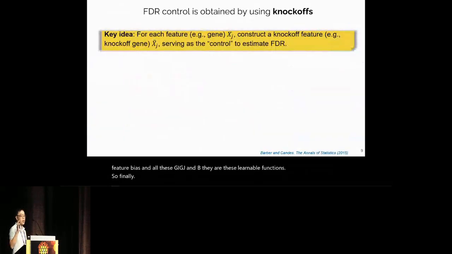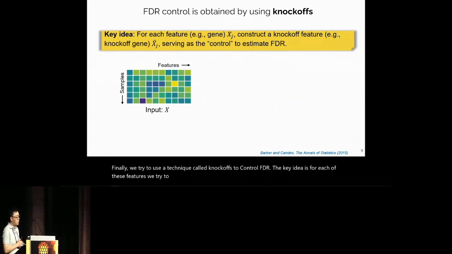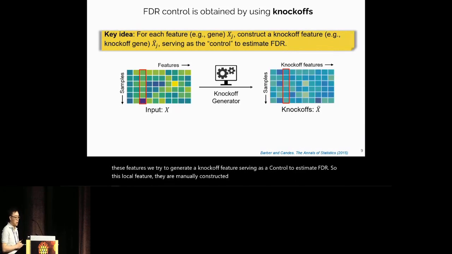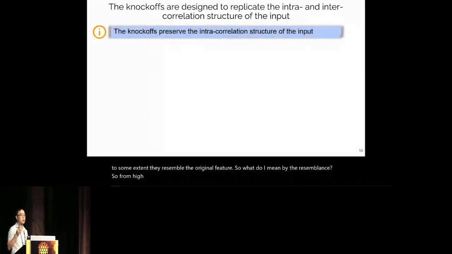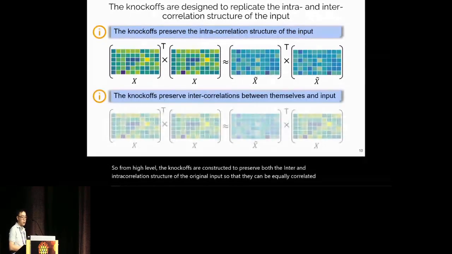Finally, we use a technique called knockoffs to control the FDR. The key idea is, for each of these features, we generate a knockoff feature, serving as a control to estimate FDR. These knockoff features are manually constructed. As the name suggests, they are fake, but to some extent they resemble the original features. What do I mean by resemblance? From a high level, the knockoffs are constructed to preserve both the inter and intra correlation structure of the original input, so that they can be equally correlated with noise and signals.